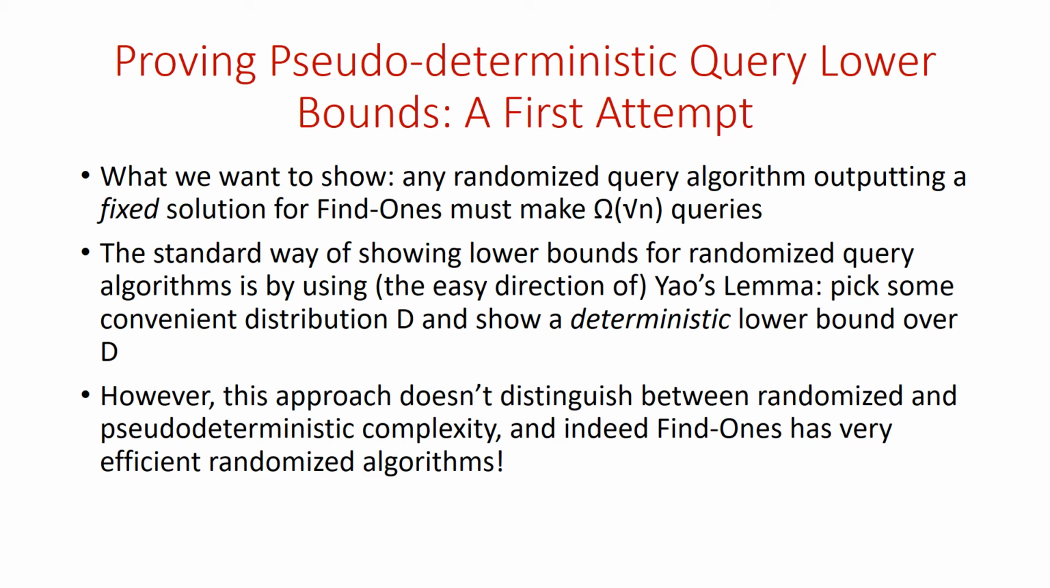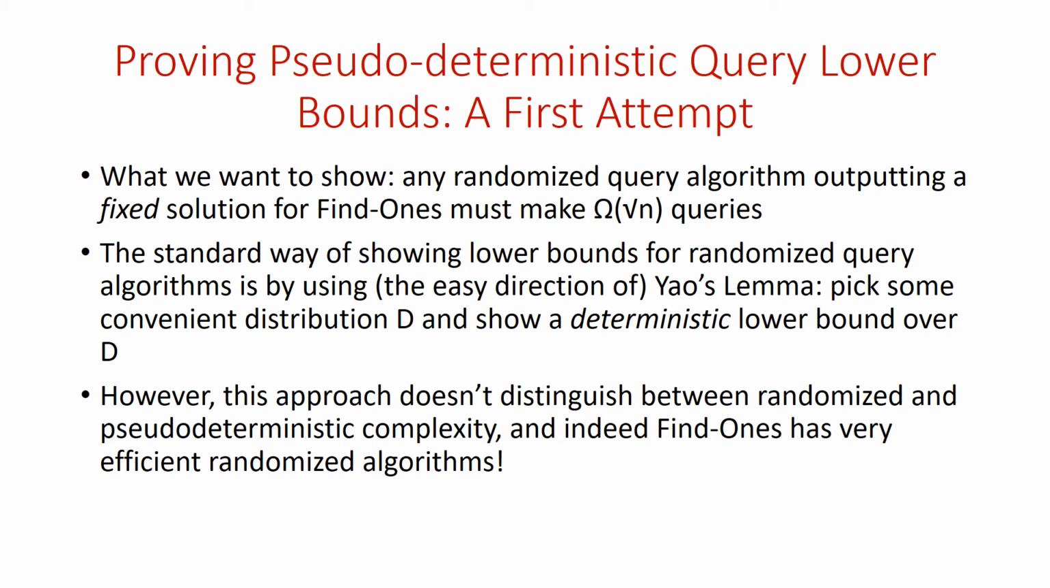So what would be a first attempt at proving pseudo-deterministic query lower bounds for a problem such as find ones? What we want to show is that any randomized query algorithm that outputs a fixed solution for find ones must make omega of square root n queries. Now, what's the standard way of showing lower bounds? Well, one natural thing to do when trying to prove lower bounds on randomized query algorithms is to use Yao's lemma. If you could show for some distribution D that there's a deterministic average case lower bound over D, then that would translate to a randomized query lower bound for the problem.